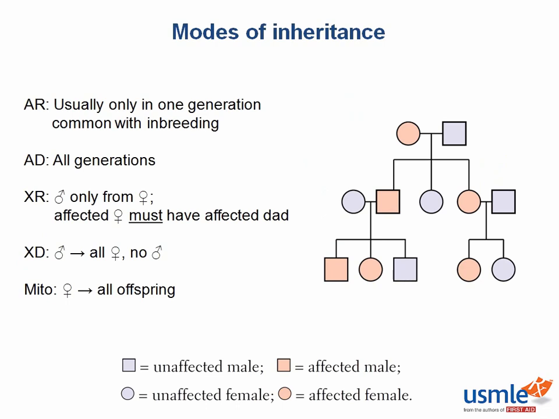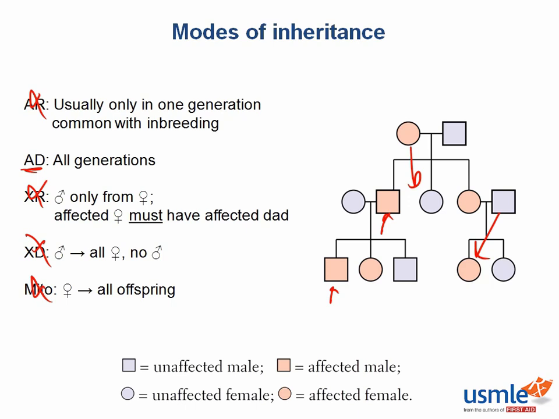Alright, what about this one? So here we can see again that it's in all generations, so it's not autosomal recessive. An affected mother isn't passing it to all of her offspring, so therefore it's not mitochondrial inherited. And an affected male is getting it from his dad, which means it's not X-linked dominant. Lastly, we have affected females whose fathers are not affected, like in this case, which means it can't be X-linked recessive. And that leaves us with just one answer choice, which is autosomal dominant.